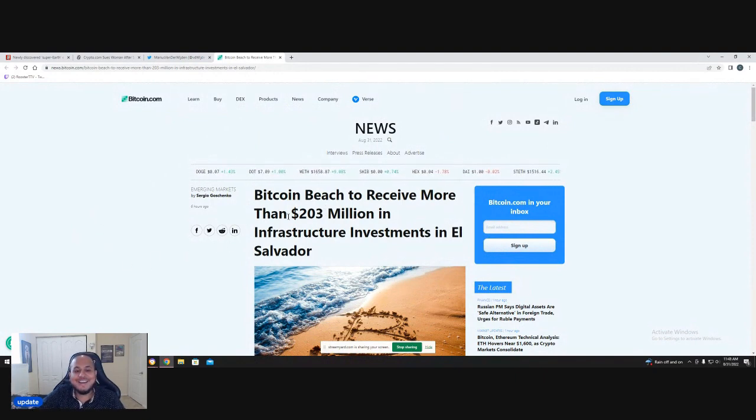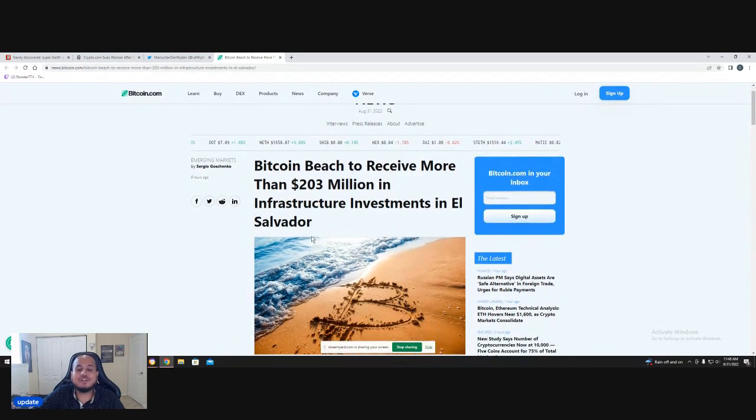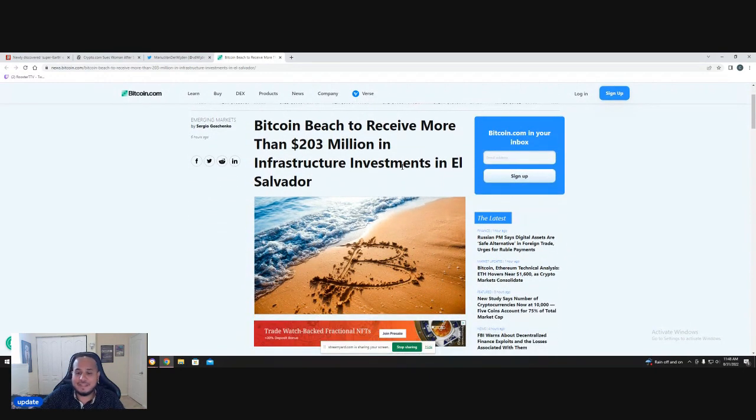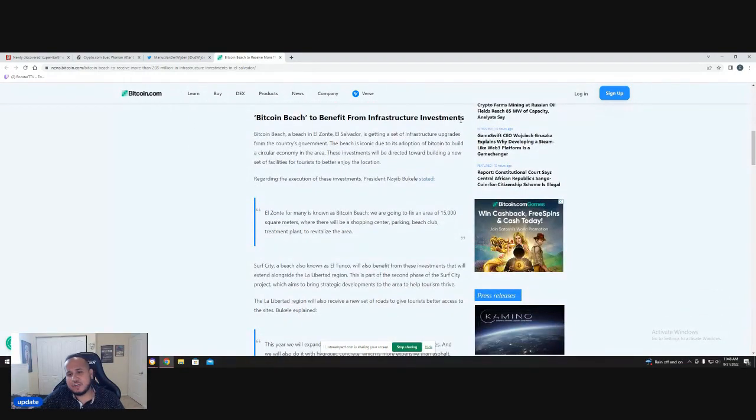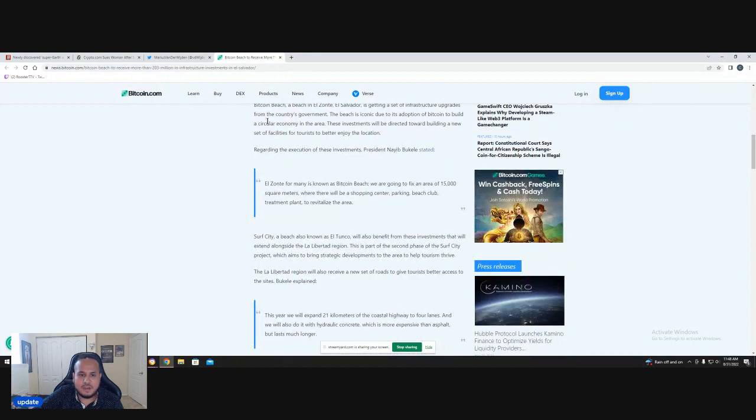Bitcoin Beach to receive more than $203 million in infrastructure investments in El Salvador. Bitcoin Beach to benefit from infrastructure investment. Bitcoin Beach, a beach in El Zonte, El Salvador, is getting a set of infrastructure upgrades from the country's government. The beach is iconic due to its adoption of Bitcoin to build a circular economy in the area. These investments will be directed toward building a new set of facilities for tourists to better enjoy the location.